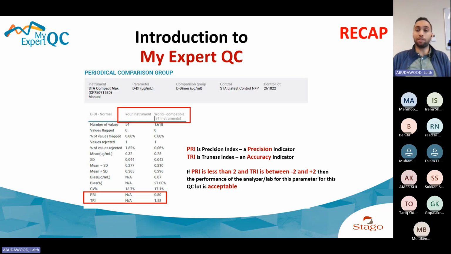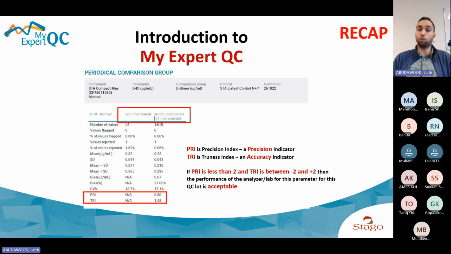The two most important things that I want to get out of my Expert QC, which is the AI QC tool from Stago, are two parameters or two measurements: PRI, which is a precision index, and TRI, which is a trueness index. PRI is simply an indicator of precision, as you see. TRI, to be more specific, is an indicator of bias, an indicator of trueness, so to speak. So TRI tells me how biased I am compared to all the other users of this QC lot, and PRI tells me how precise I am compared to all the other users of this lot.